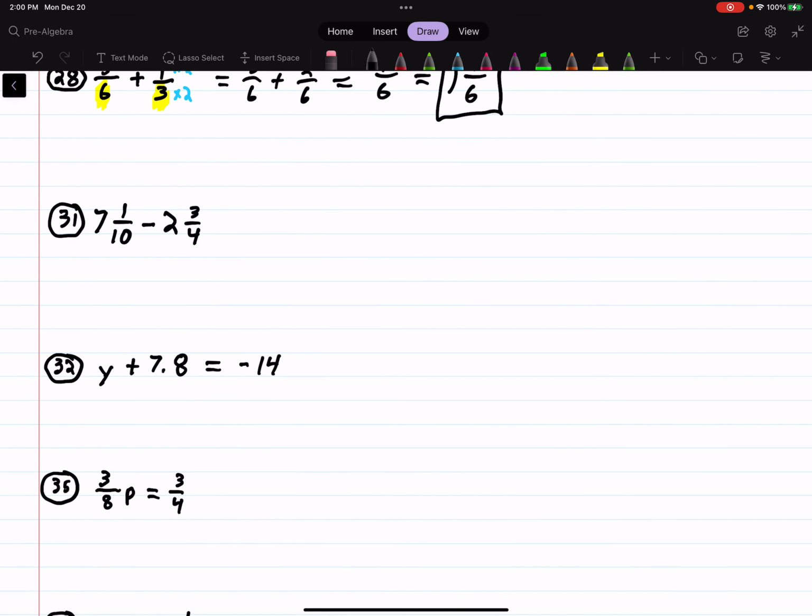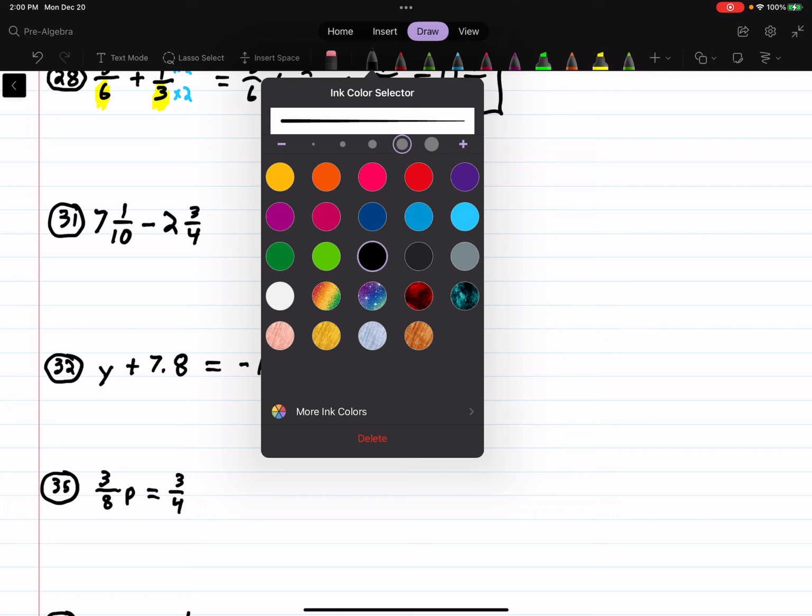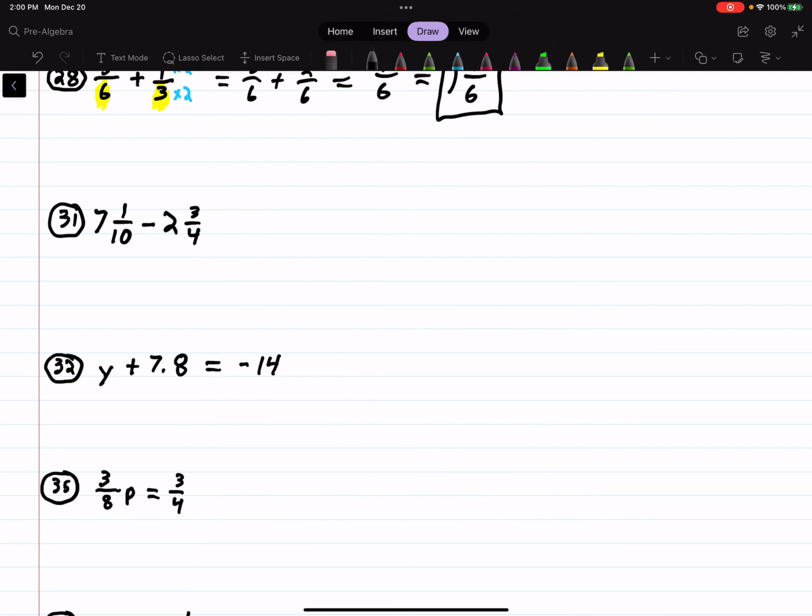The next problem, we have two mixed numbers. We have to switch those over to improper fractions, so 7 and 1/10. If you remember, we multiply and then add. So 10 times 7 is 70, plus 1 is 71. And for the second number, 2 3/4, we take 4 times 2, which is 8, plus 3 is 11.